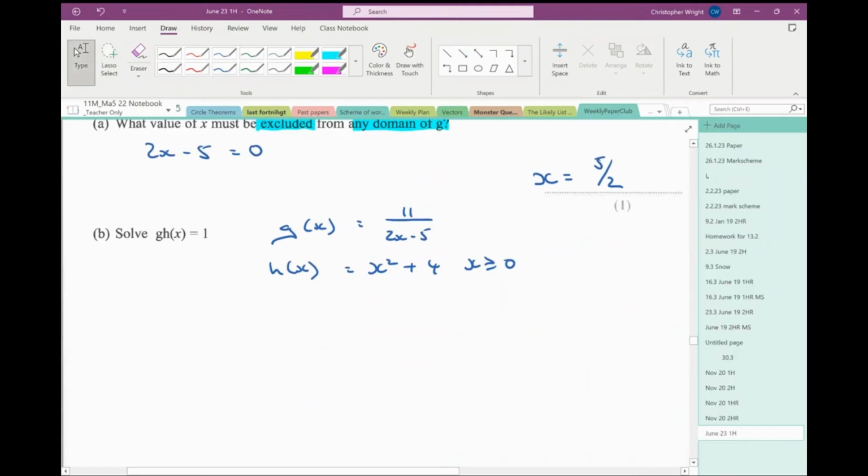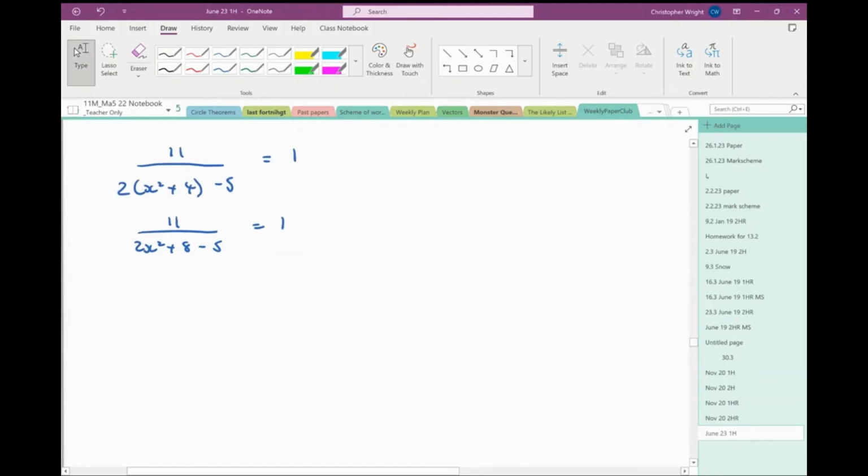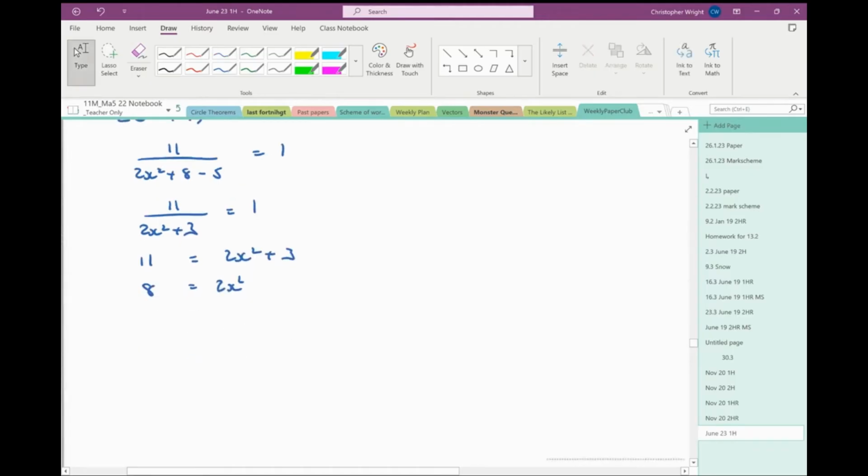Okay, so the g of h of x, if I do g of h of x, I end up with 11 over 2 lots of x squared plus 4, minus 5, and I know that that has to equal 1. Let's simplify the denominator here: 2x squared plus 8 minus 5, and that equals 1. So that's 11 over 2x squared plus 3 equals 1. Multiply both sides by 2x squared plus 3, and minus 3 from both sides. Divide both sides by 2 equals x squared, so x would equal plus 2 or minus 2.